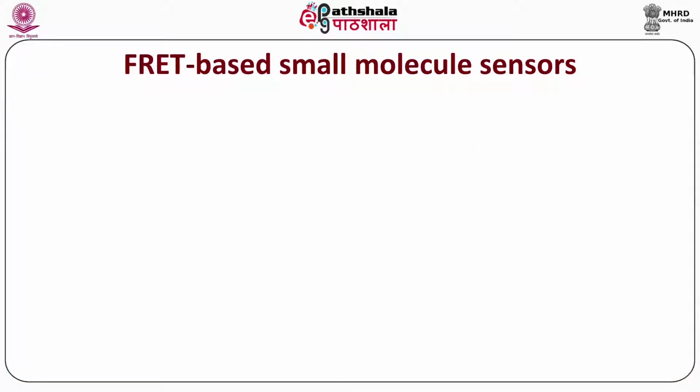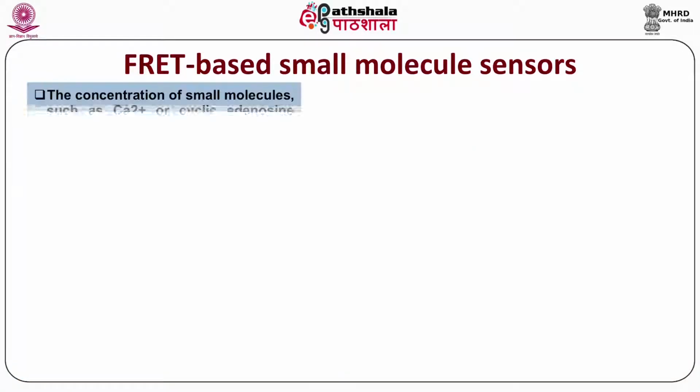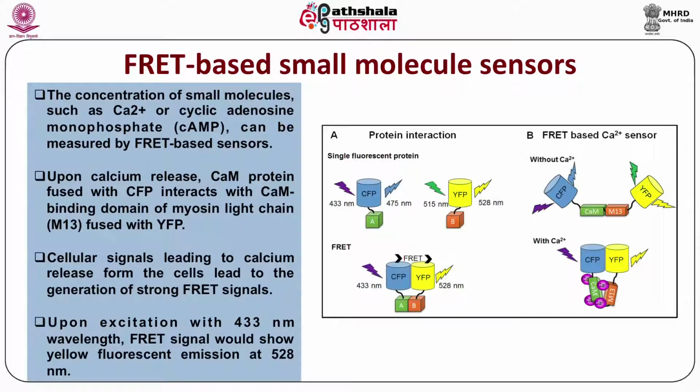Here we discuss FRET based small molecule sensors that are developed by using green fluorescent protein and red fluorescent protein. You can see here the concentration of a small molecule such as calcium or cyclic AMP can be measured by a FRET based biosensor. Upon calcium release, calmodulin protein fused with CFP interacts with the calmodulin binding domain of myosin light chain kinase fused with yellow fluorescent protein. Cellular signals leading to calcium release from the cells lead to the generation of a strong FRET signal.